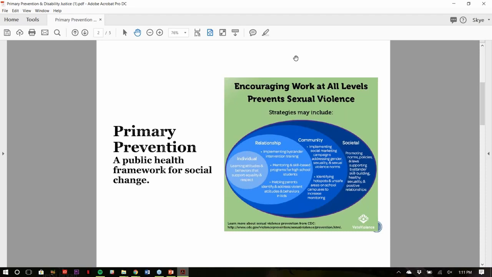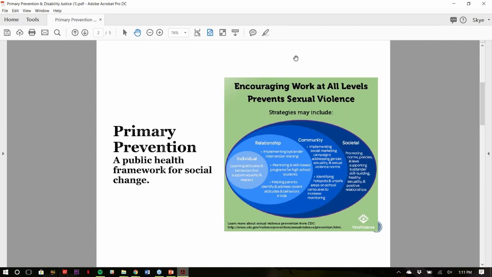So an example of, since this webinar is focused around disability, individual protective factors might be an individual who has a history of doing personal advocacy, you know, that they've built those skills around doing personal advocacy. Individual strategies may include learning attitudes and behaviors that support equality and respect.